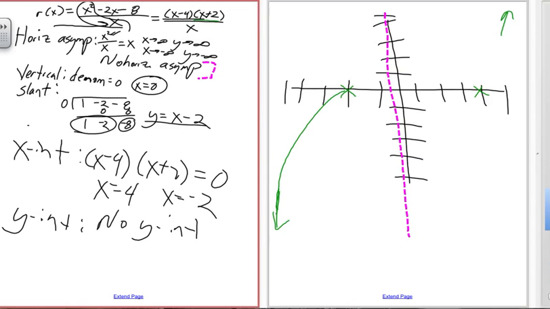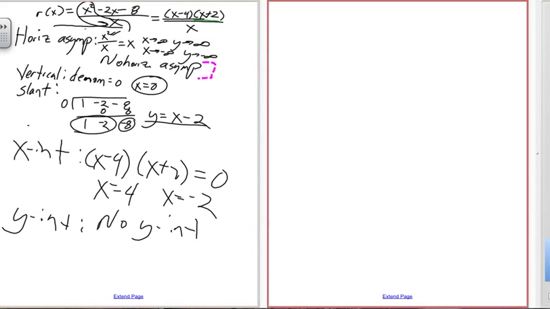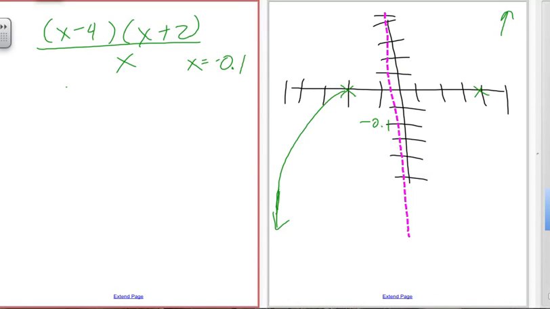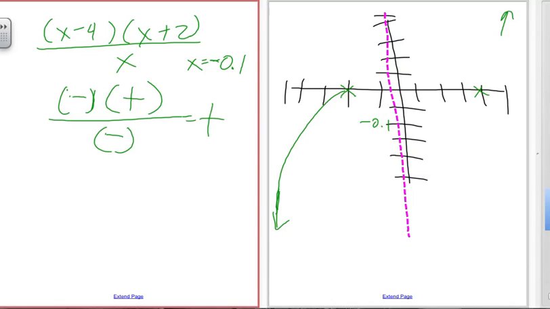So remember, this is supposed to be at 0, so let's pick a point over here, which would be negative 0.1. All right, and I'm going to plug that in. So I have (x minus 4)(x plus 2) over x. So the first test point will be negative 0.1. Okay, a negative minus 4 is going to give me a negative. And negative 0.1 plus 2 will give me a positive. I'll plug that number in on the bottom, it's a negative. Negative over negative is positive. So that tells me that I'm going to positive infinity, which is what I thought. So it's going to come through here and then head up.